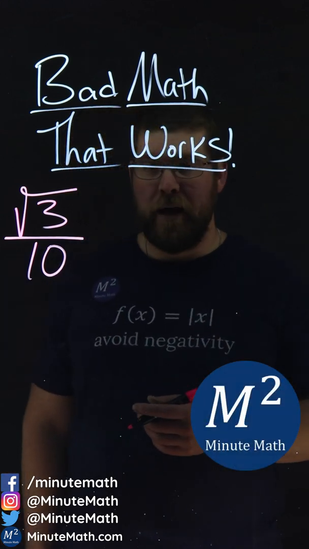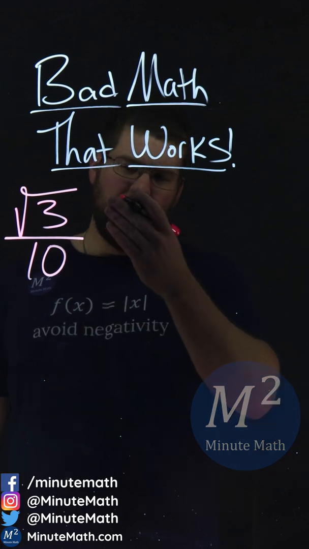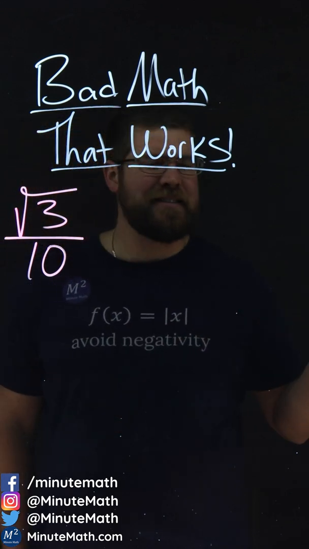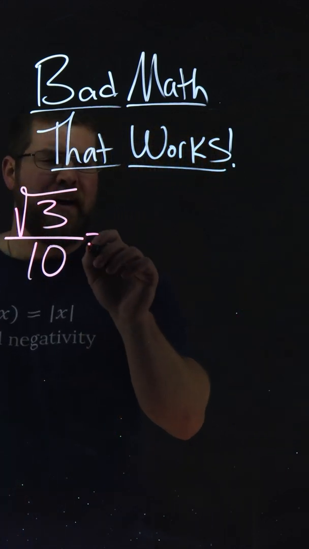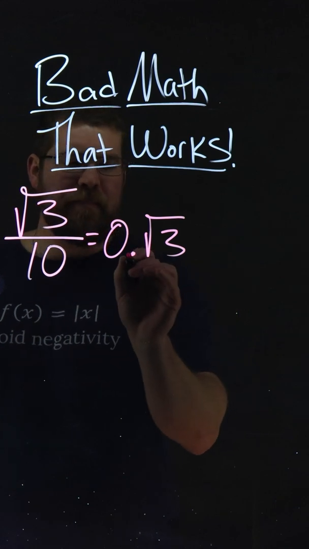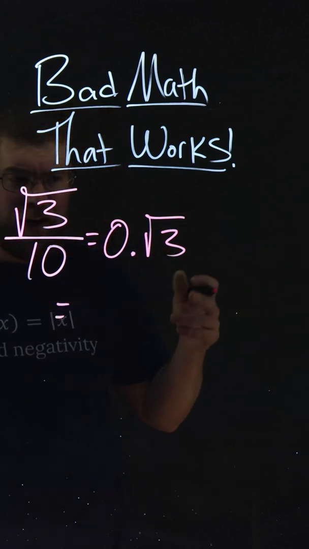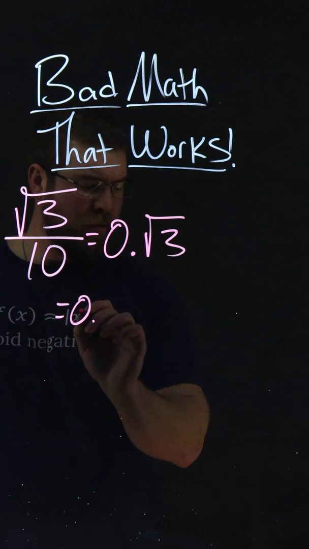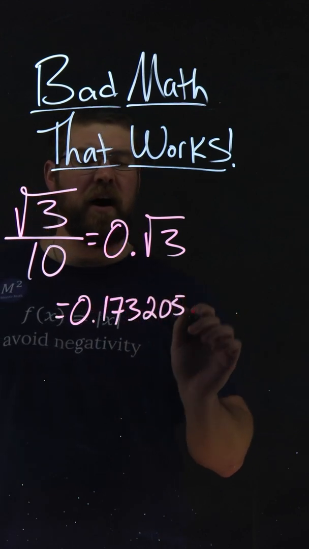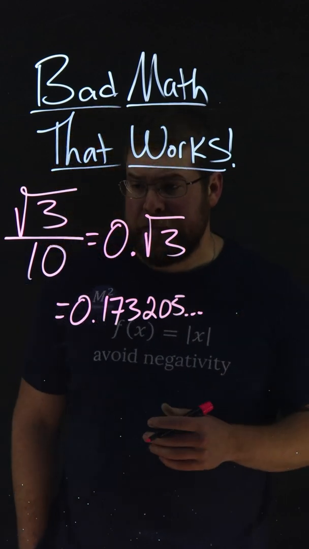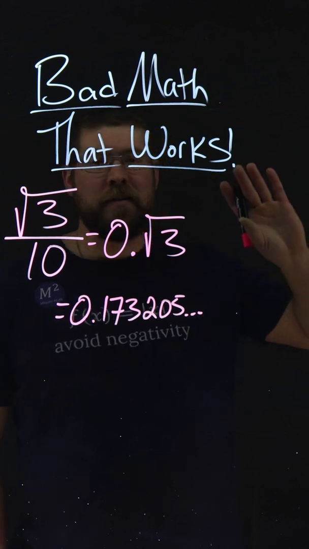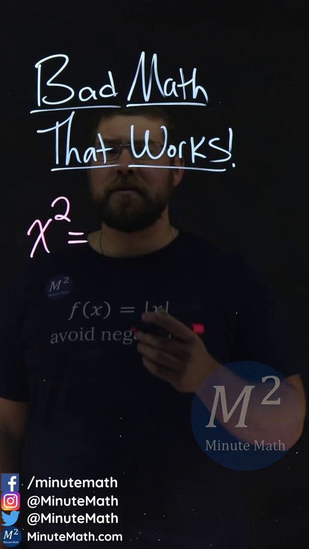And we got some bad math that works. We got the square root of 3 over 10. Well, we know when we divide by 10, it's just like moving the decimal place over 1. So that's equal to 0.square root of 3. Not too bad. And then the square root of 3 is just 1.732205, going on forever. And there we got it. Square root of 3 over 10 is 0.1732, yada, yada, yada.